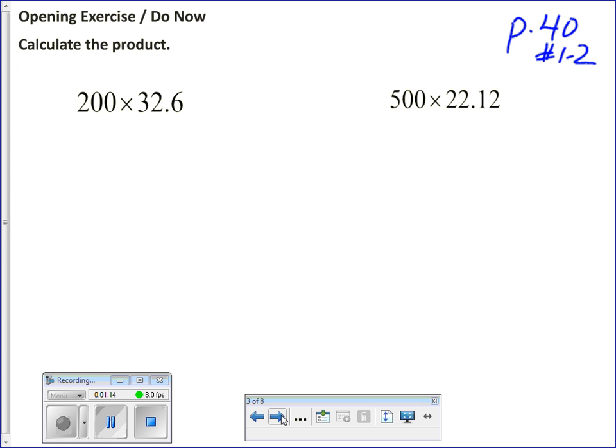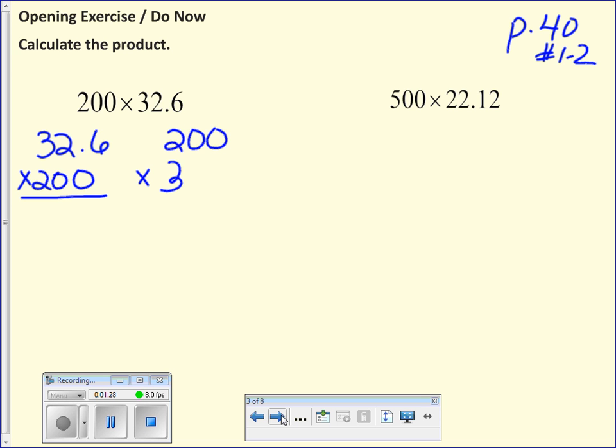Okay, so for part of your Do Now, I asked you to multiply these two numbers together. So how many of you put this factor on top? And how many of you put the 200 factor on top? So how many of you did it the first way? Raise your hand. How many of you did it the second way? Raise your hand. Okay. Multiplication is commutative, so both ways are correct.